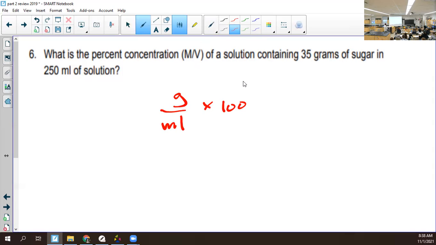All right, so I come over here. Does it give me a mass? Yep, it gives me 35 grams. Does it give me a volume? Yeah, it gives me 250 milliliters of solution. So I simply take 35, divide it by 250, and multiply it by 100. You okay with that? What is the answer? One more time. 14%.